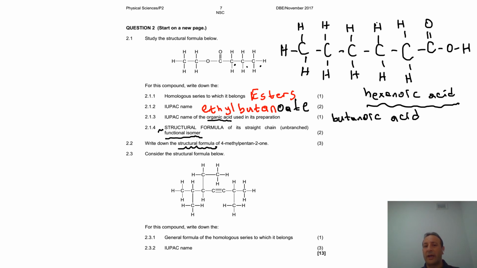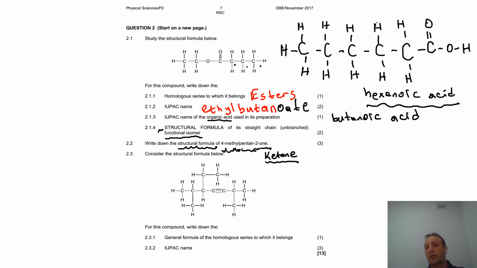So, what I have is an IUPAC name which ends with -one. That means that this is a ketone. This compound belongs to the ketone homologous series. I have the functional group on the second carbon. The longest chain has pentan, which means 5 carbon atoms. I have a methyl group as a substituent, and it's on the 4th carbon. So it is that simple.